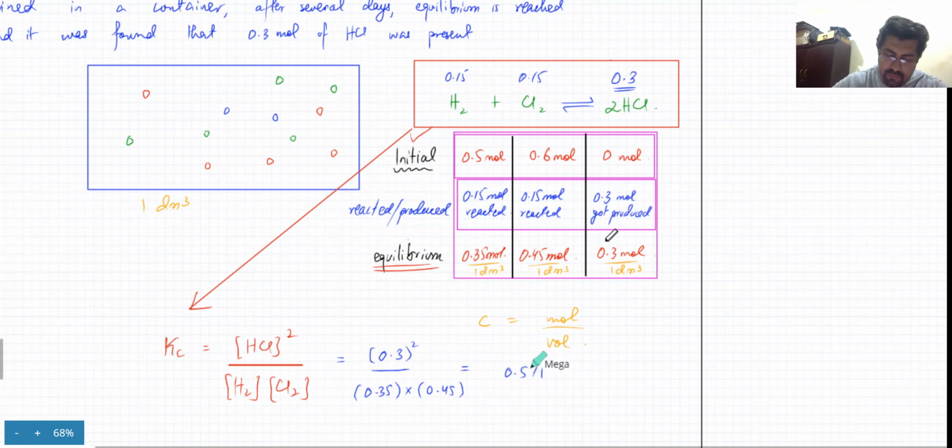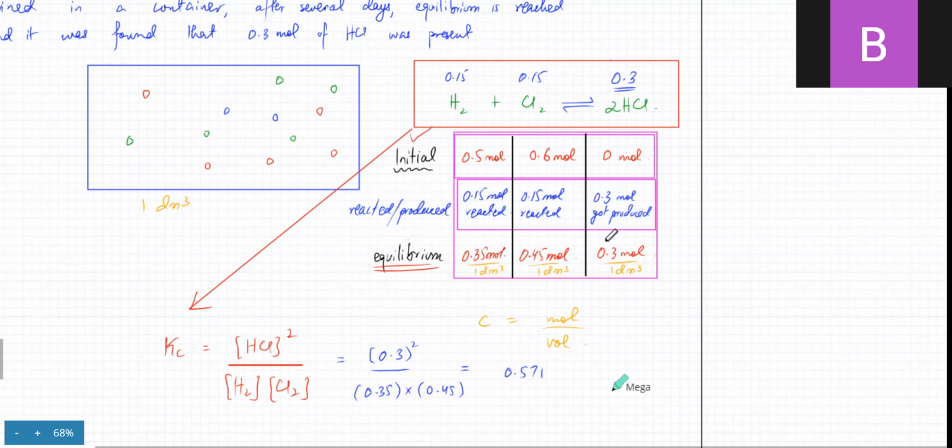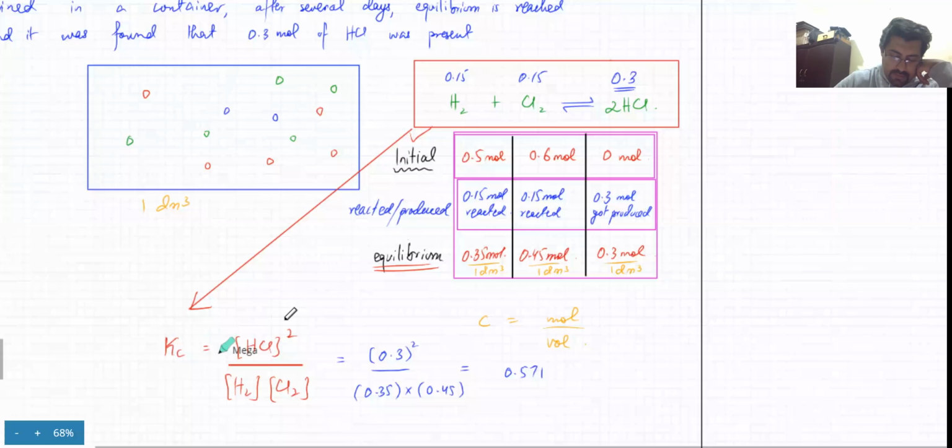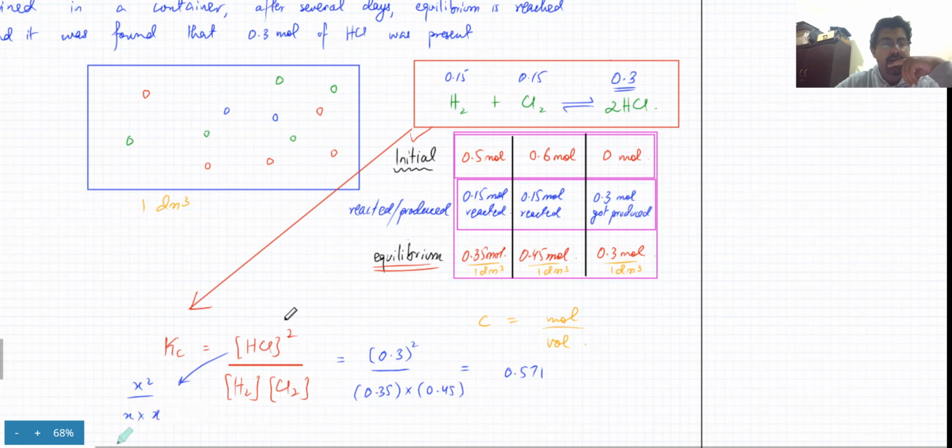And what would be the unit for Kc? You found the value of Kc, so what would be the unit? Try and find the unit. How would you find the unit? Concentration is taken as x, so it's going to be x squared divided by x times x, right? So what's left? No unit. There's not going to be any unit, so you don't write anything, or you write no units in this case.